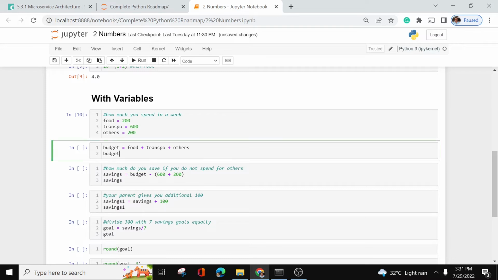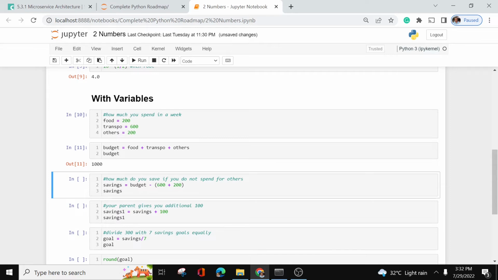Now you would like to know how much your budget is for the whole week. So given that for each item, you have already assigned the value. So how to do that? We just add food plus transpo plus others to be your budget. So let's see what this one would be. So your budget is now 1000.